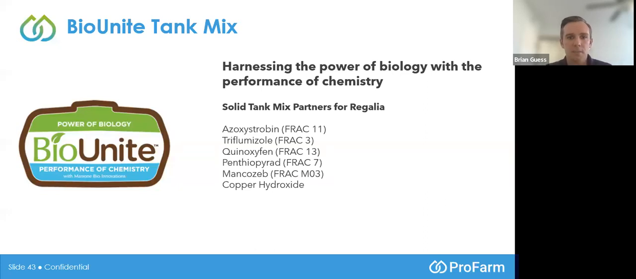And so some of these tank mix ideas would be the azoxystrobin class of fungicides. FRAC 11 really benefit from adding Regalia into that spray. Also FRAC 3, quinoxyfen, FRAC 13, also FRAC 7 groupings. And then the mancozeb line of products, FRAC M03, are also great products to use in conjunction with Regalia.